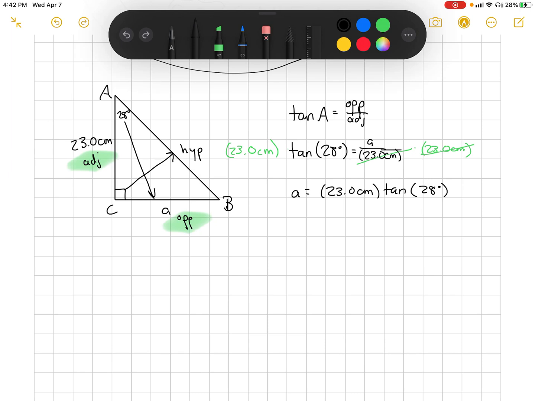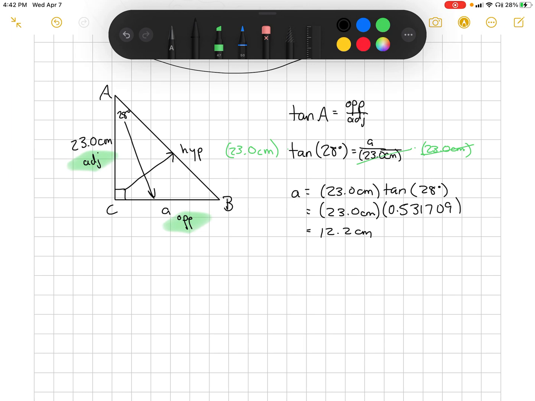Now, if we were to break this down into two steps, I'm not going to do this for every single one of them because I just want to make sure that your calculator is in the right mode. I'm going to calculate tan of 28 degrees. It's 23 centimeters times tan of 28 degrees. If you type in your calculator tan of 28, it should give you 0.531709 to 6 decimal places. And then if we multiply that by 23 and round to the nearest tenth, it should give you 12.2 centimeters, like so.